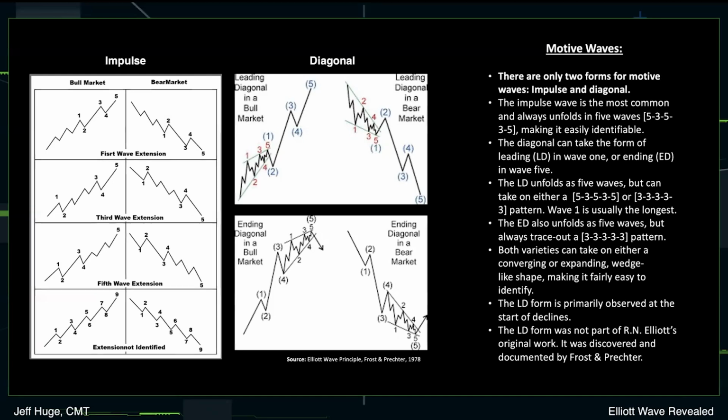The third wave extension is the most common. The fifth wave extension is the most common in commodity markets. And the reason for that is because in commodity markets, trends tend to end with fear and greed, right?